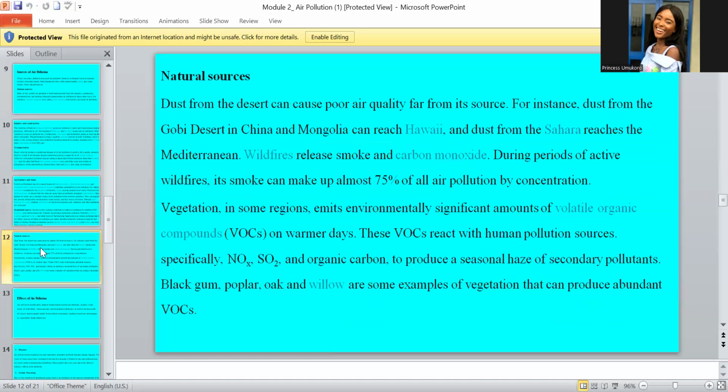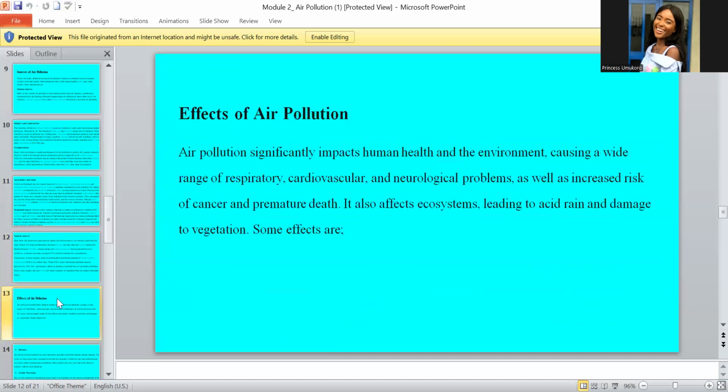Natural sources can be dust from the desert that cause poor air quality. For instance, dust from the Gobi Desert in China, which is the Mediterranean. Wildfires release smoke and carbon dioxide, and during periods of active wildfires, the smoke can make up 75% of all air pollution concentration. So, what are the effects of air pollution?